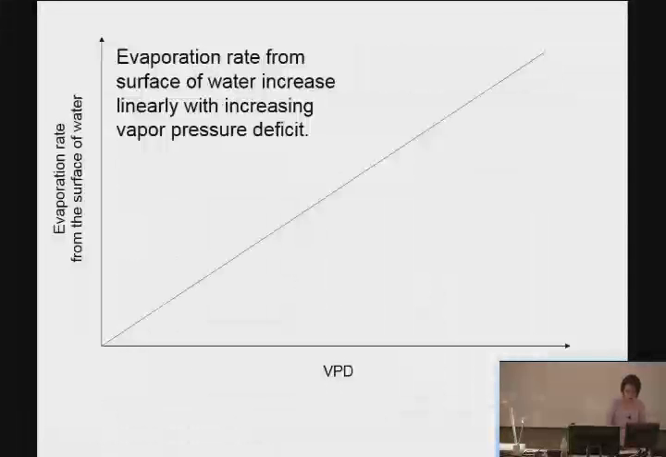All right, and why is VPD so useful? Because if you plot the evaporation rate against the VPD in a graph, you see this kind of linear response. So that's why it is easy to understand the capacity or potential evaporation.